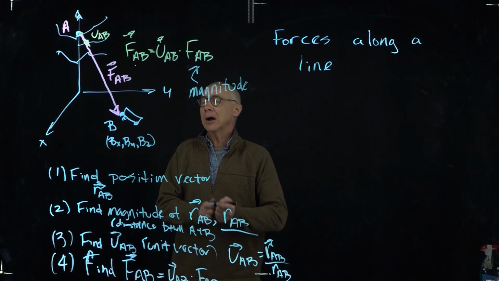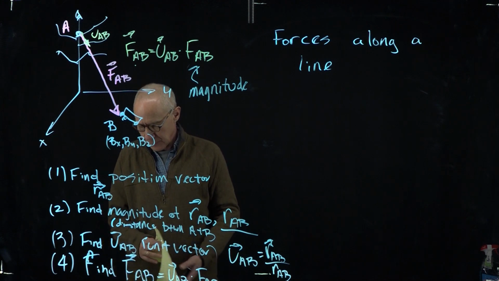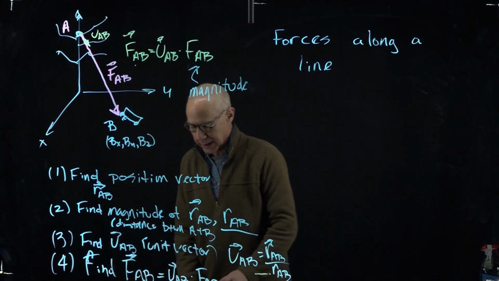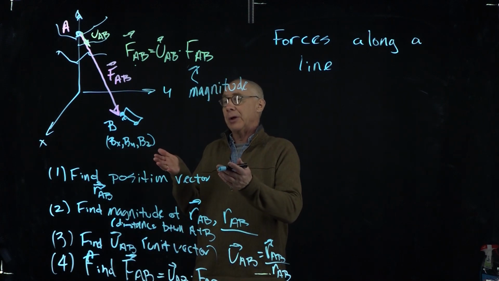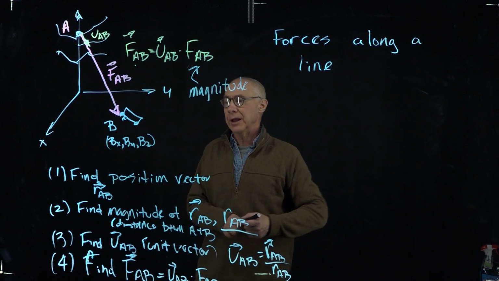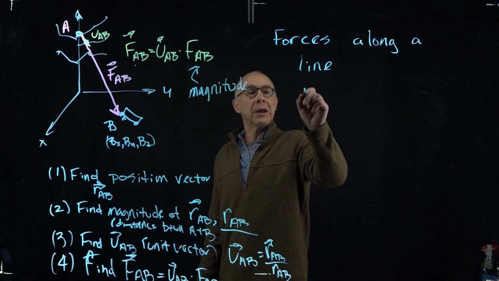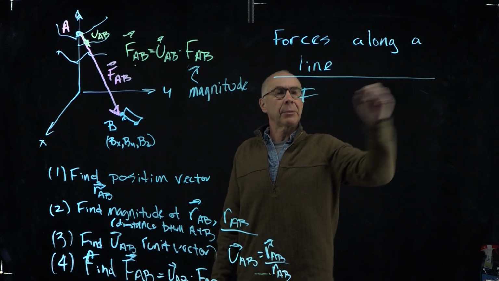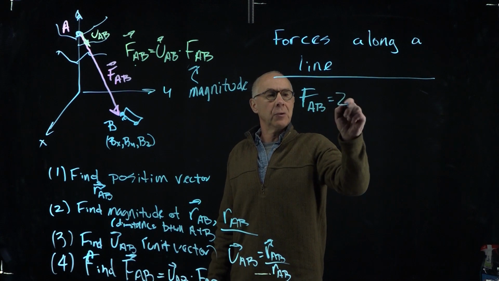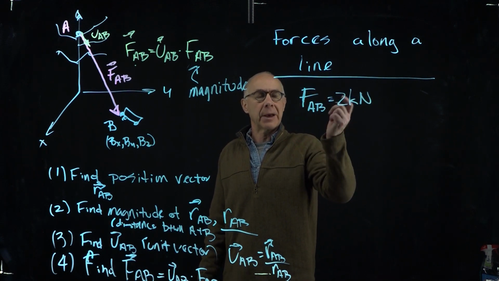So let's look at this example here, and I'll actually put some numbers in it, and we will solve for the values, just so you can have an example. And this is an example actually from a later chapter where we're dealing with moments. So let's say, in this case, that the magnitude of my force AB equals 2 kilonewtons. Notice no arrow because it's magnitude.